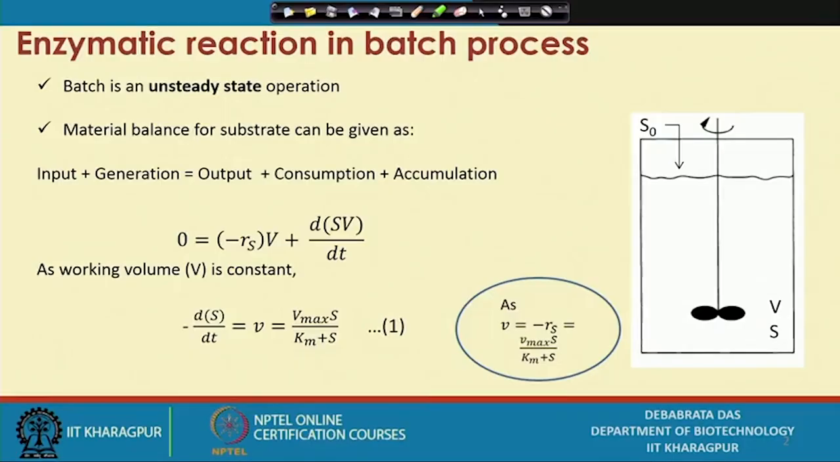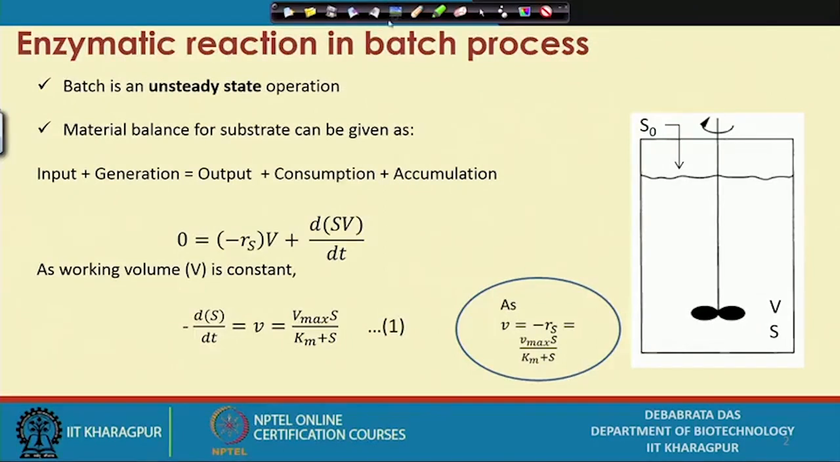And finally, I want to discuss one problem, and with the help of reactor analysis, how it is possible to find out the reactor. Suppose we want to produce a certain amount of product, and for getting the product using the same enzymes, whether the batch reactor will require less volume, or the CSTR will require less volume, or the plug flow reactor. This question will be answered in one numerical problem. So first let me start with how we can analyze this enzymatic reaction for batch processes.